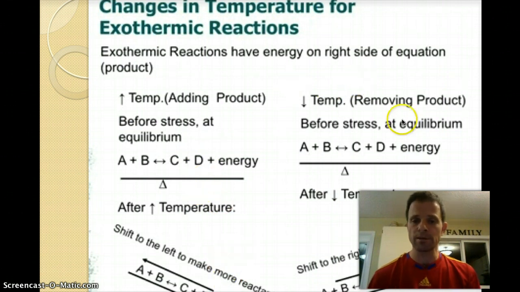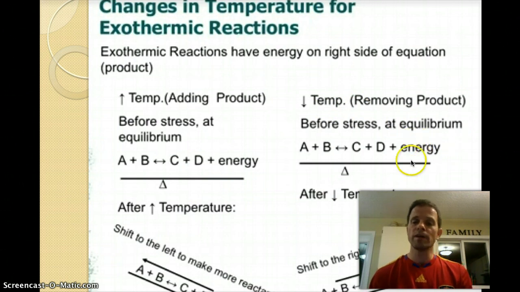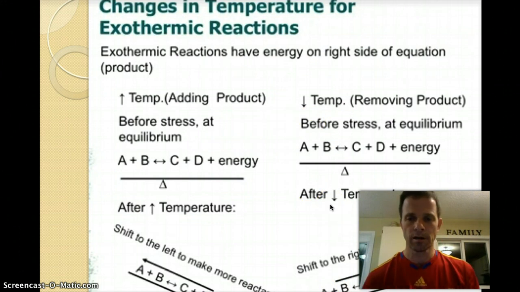If we remove temperature, we are removing some of the energy, and A and B is getting heavier, and so we're going to shift to the right to make more product. So just treat temperature like it was a reactant.